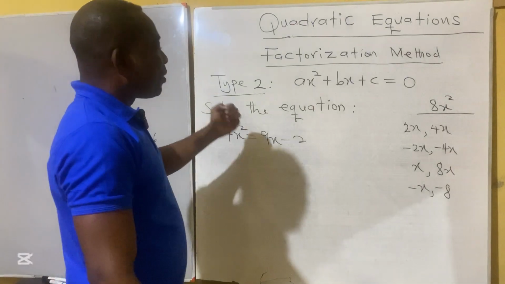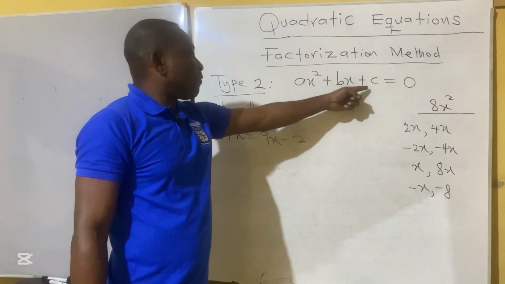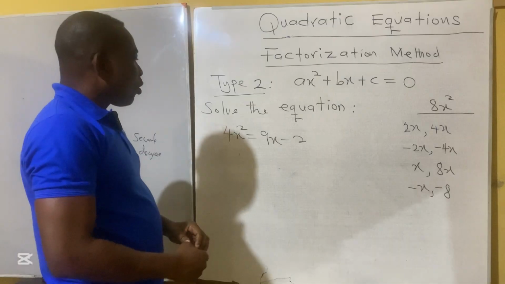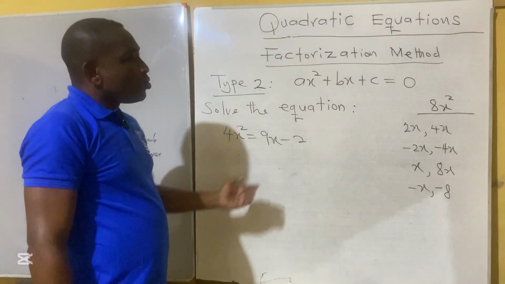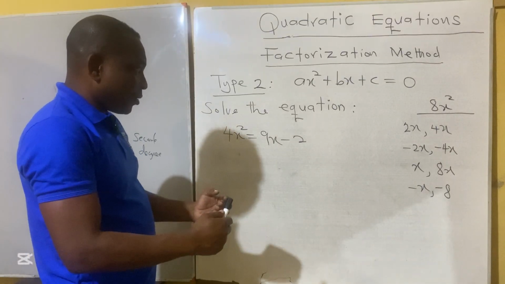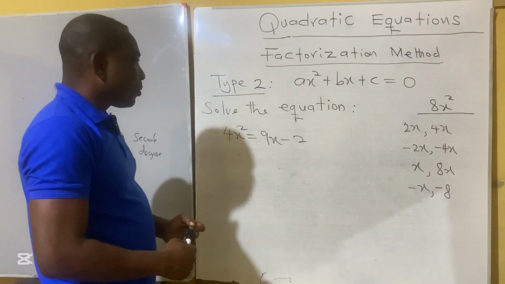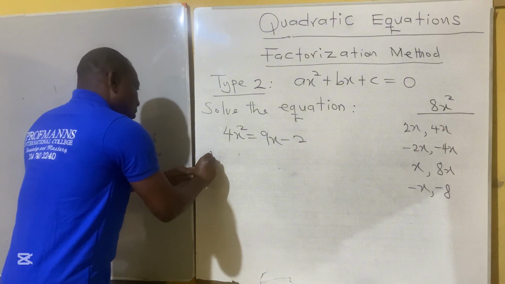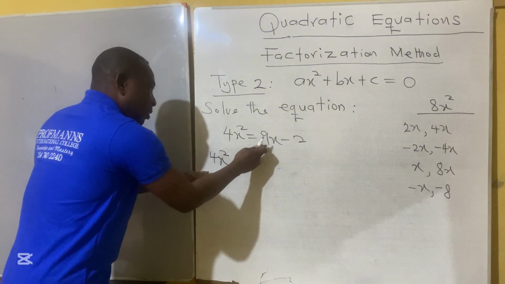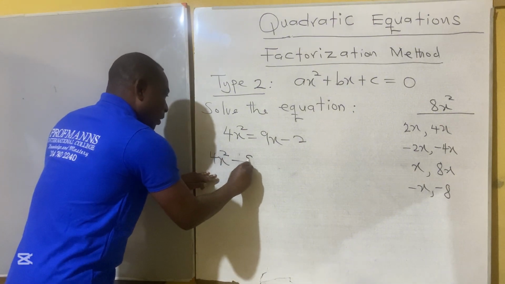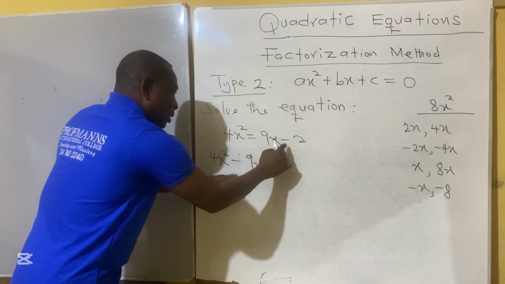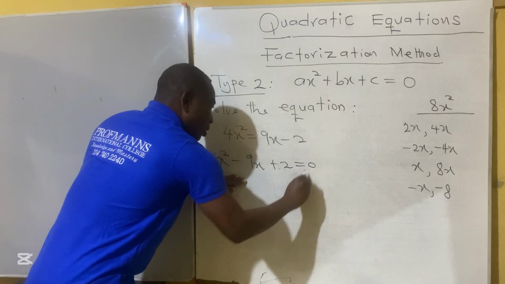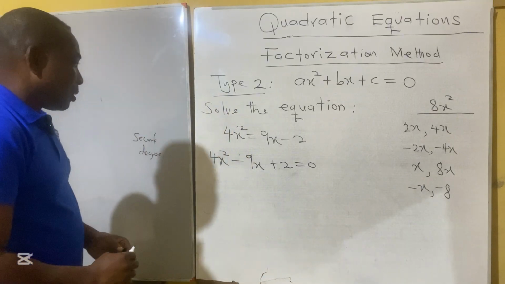Type 2 of the quadratic equation is of this form. Okay, so solve this equation. Before you solve a quadratic equation, you have to equate the equation to 0. So let's equate this to 0 and let's solve. So we bring all this here, it becomes 4x squared. This crosses the equal to sign, minus 9x. This crosses, it becomes positive 2 is equal to 0. So now we can solve.